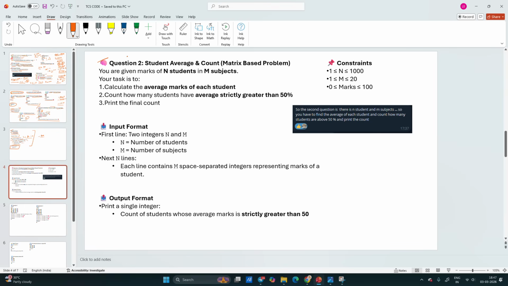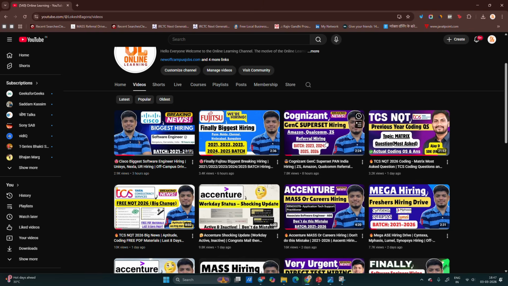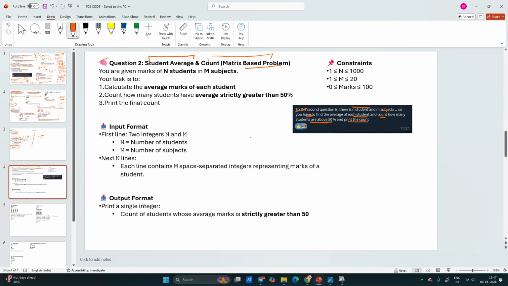Let's move on to our second question. The second question is related to student average and a count, a matrix-based problem. There are n students and m subjects. You have to find the average of each student, count how many students are above 50%, and print the count. As in our previous video, we solved a matrix-related question one day ago, so definitely it will be very helpful for all of you.